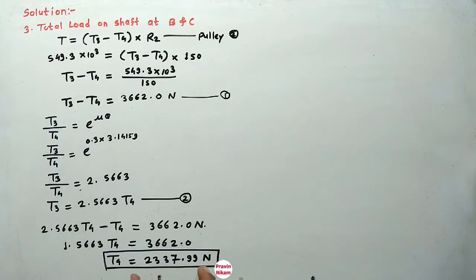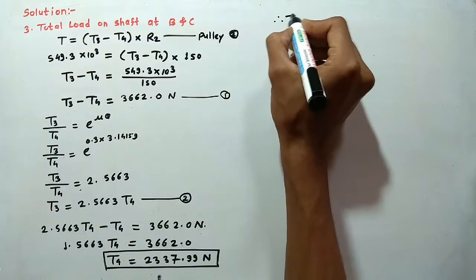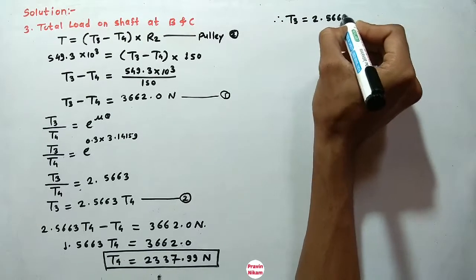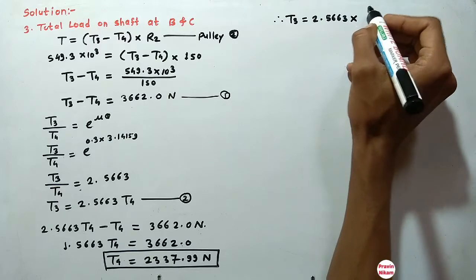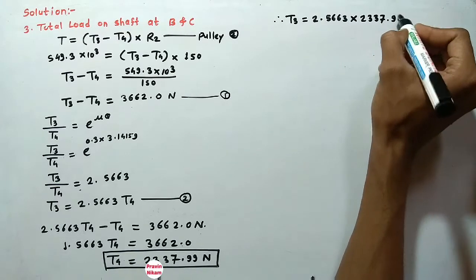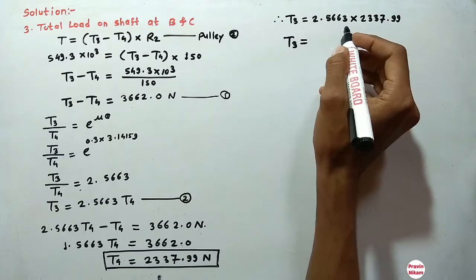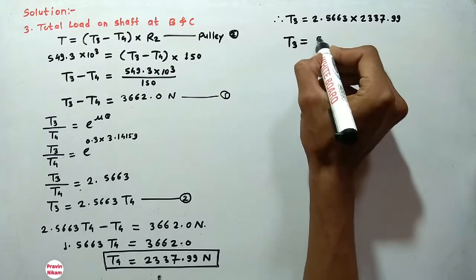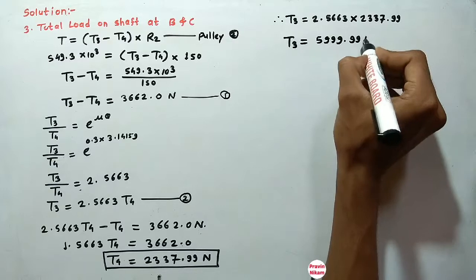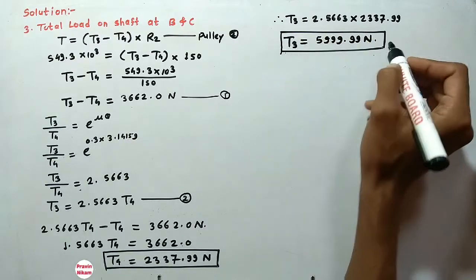Now put this value in equation 2. So therefore T3 is equal to 2.5663 into T4, which is 2337.99. So the value of T3 is 5999.99 Newton. So this is the value of T3.